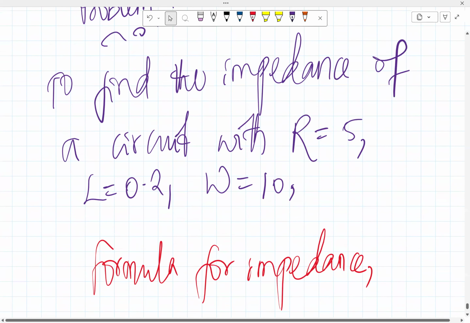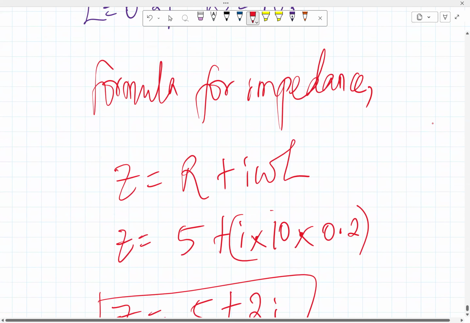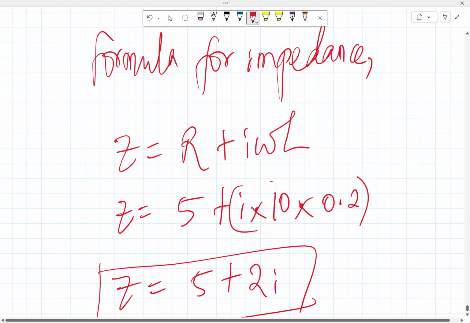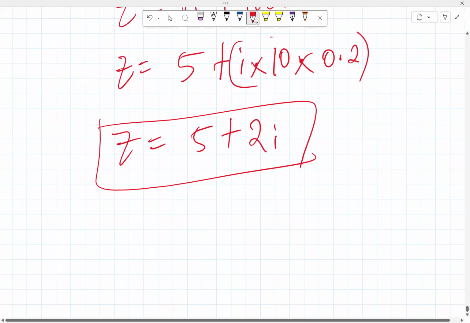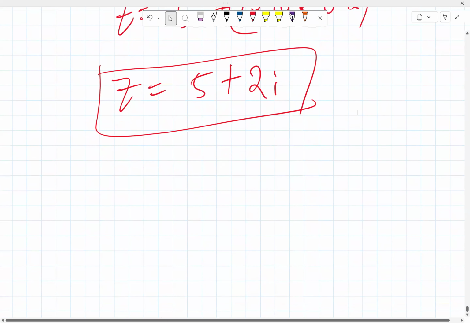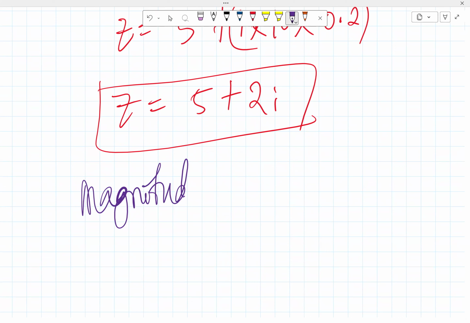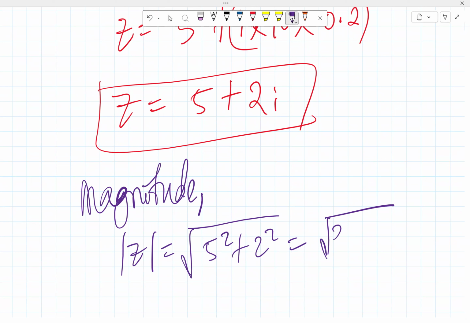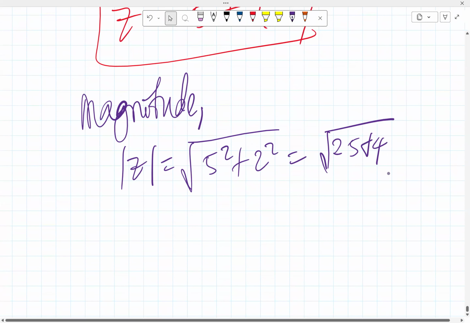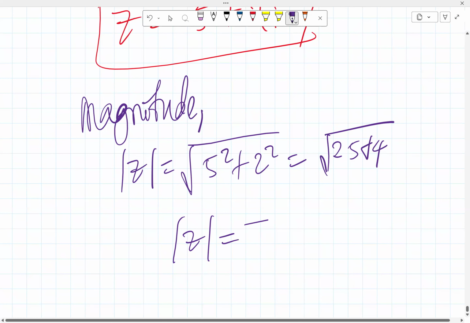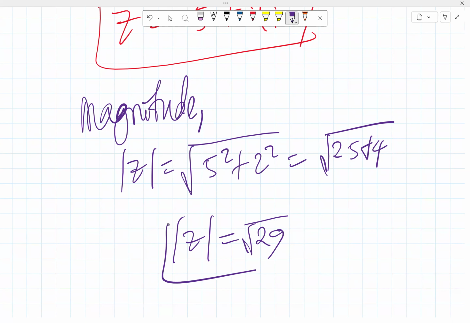So we have the formula for impedance already. We got it in terms of a complex number, but we also need to express the magnitude and the angle. The magnitude is simply the absolute value of z, which is the square root of 5 squared plus 2 squared, and that is the square root of 25 plus 4. So the absolute value of z is root 29.